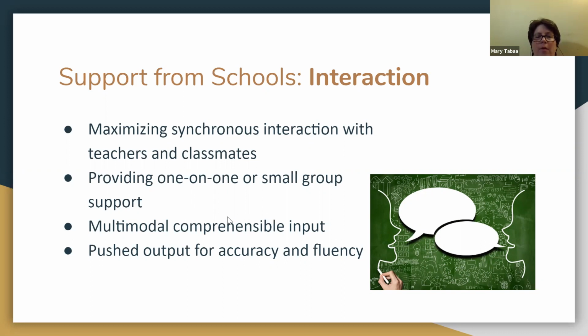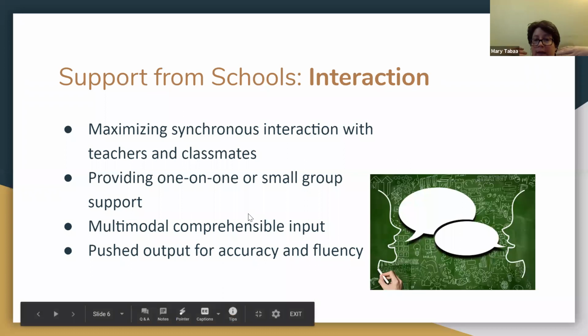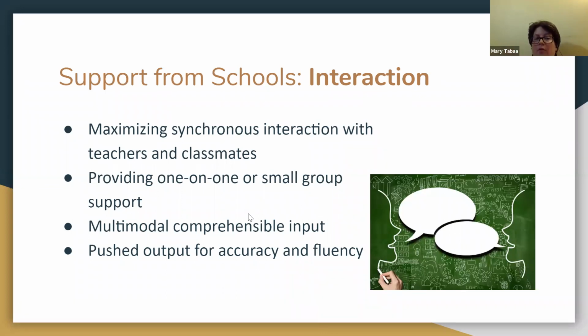So, multimodal comprehensible input. We're going to talk about input and output. Input is what they hear and what they read. Output is when they speak or write. So multimodal comprehensible input means that they're not just getting the speaking, they're not just getting the writing, they're getting both. They can also get visual images and video to support that.